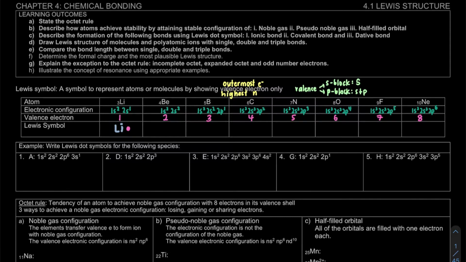Okay, so that is for lithium. Next is beryllium. So I'm just going to go back here. Beryllium, we have 2. So in terms of the atomic orbital, we use 2s2 like this.